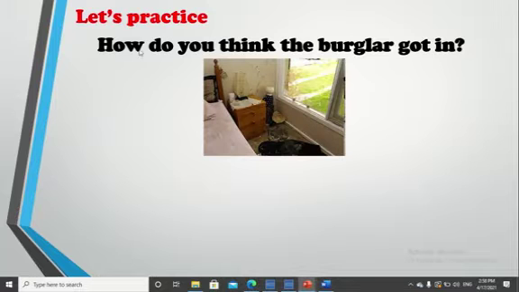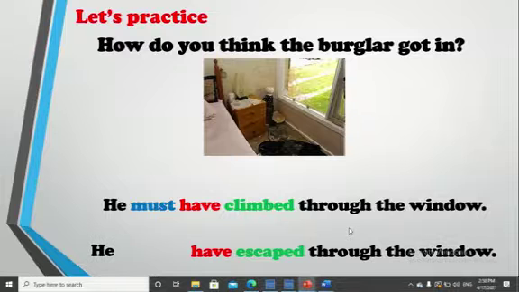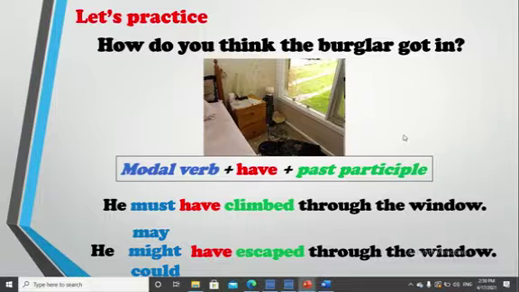Okay, again, let's have another example. Let's practice. How do you think the burglar got in? We have this photo, and here we have a broken glass of the window, so he must have climbed through the window. He may have escaped through the window. We don't know how he got out of the room. He may have escaped, he might have escaped, or he, of course, could have escaped. We are sure that he must have climbed through the window, but how he got out of the room, we don't know. That's why we use may, might, and could. So we always use modal verb, have, and past participle to express the past possibility or to make a guess.